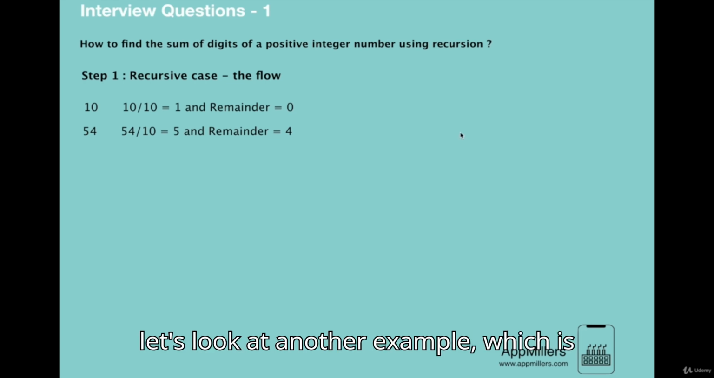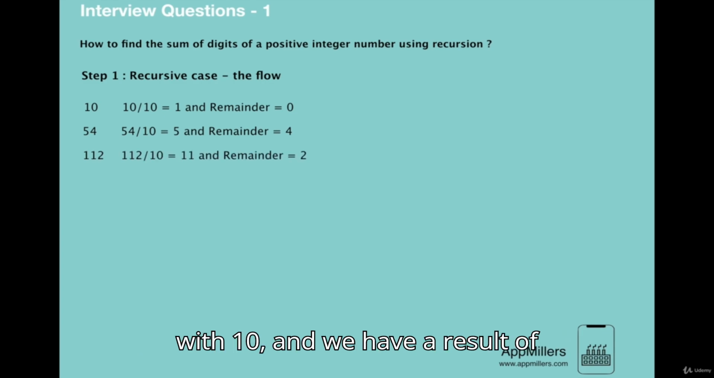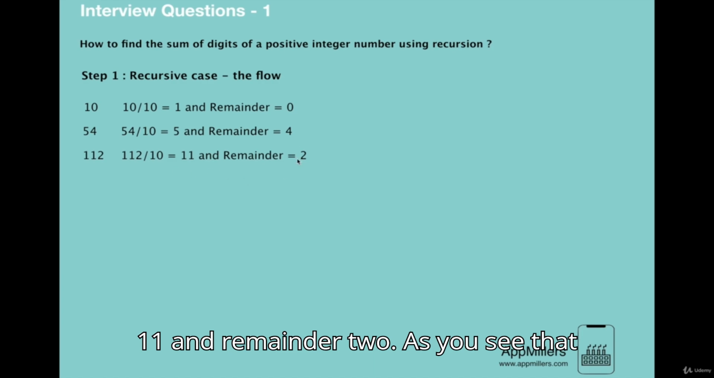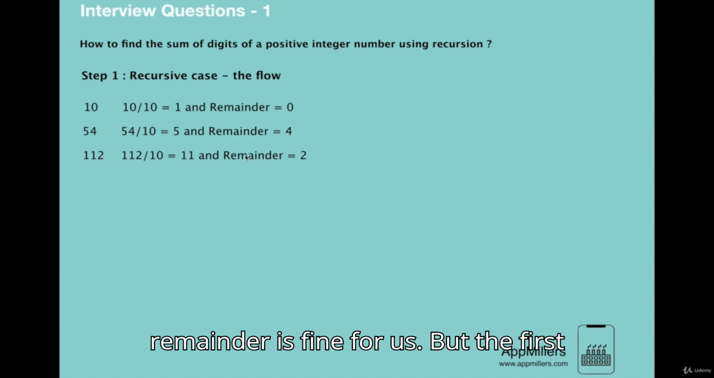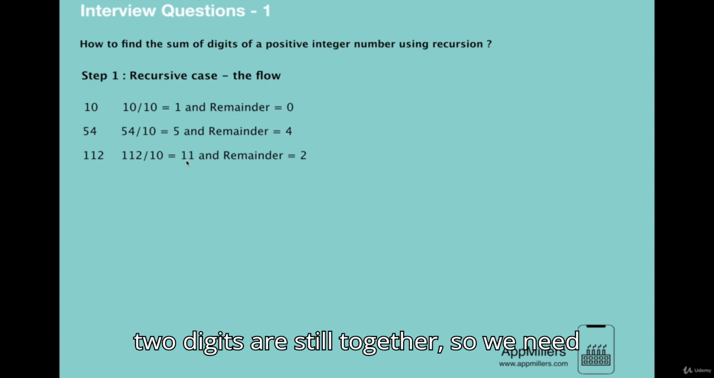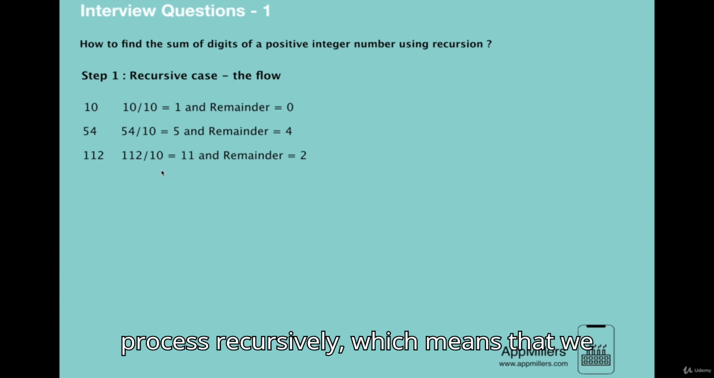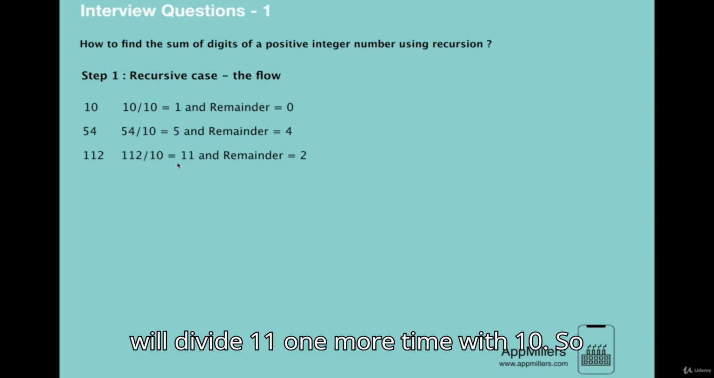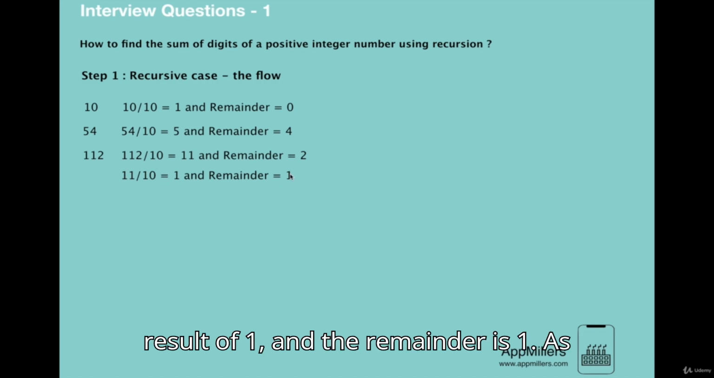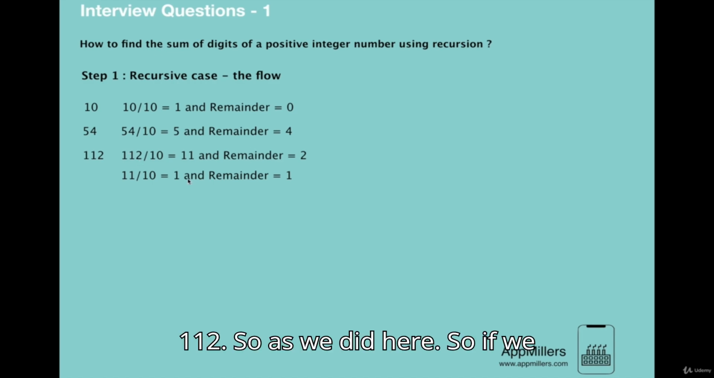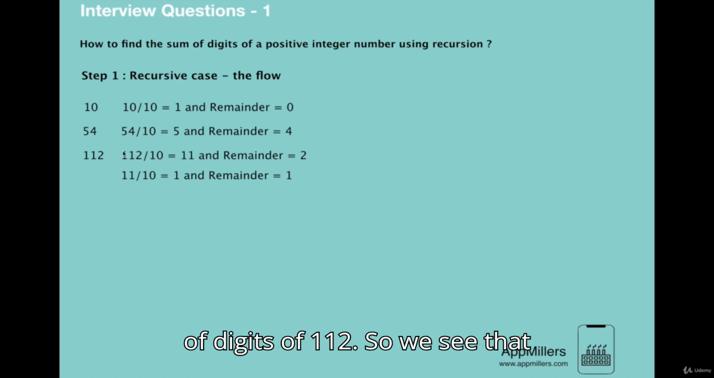Let's look at another example, which is 112. As we did before, we divide this by 10, and we have a result of 11 and remainder 2. The last digit of 112 is 2, so the remainder is fine for us, but the first two digits are still together, so we need to separate these digits as well. How can we do that? We will call our process recursively, which means that we will divide 11 one more time by 10. If we divide 11 by 10, we will get a result of 1 and the remainder is 1. As you see, the digits of 112 are 1, 1, 2. If we sum up these numbers, we get the sum of digits of 112.